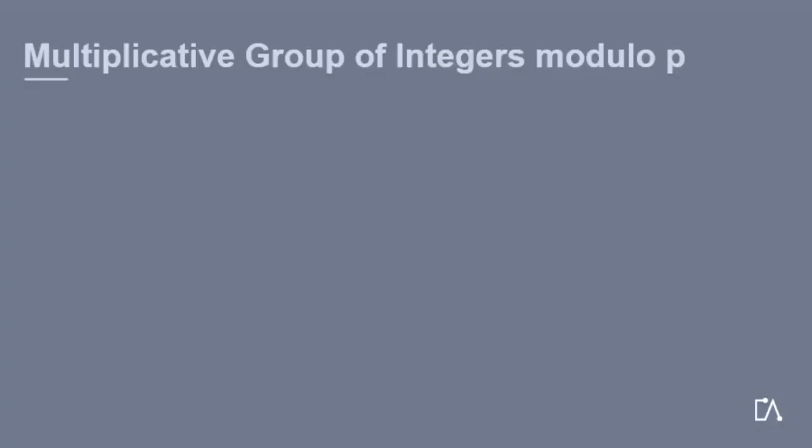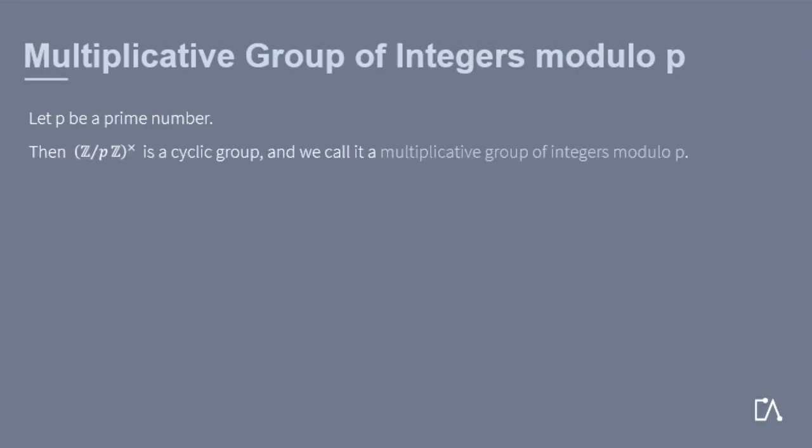We want to shortly explain how the multiplicative group of integers modulo p is defined. We will discuss the following definition only for the case where p is a prime number. Then we note the multiplicative group of integers modulo p as Z_p^*. In particular, it is a cyclic group.